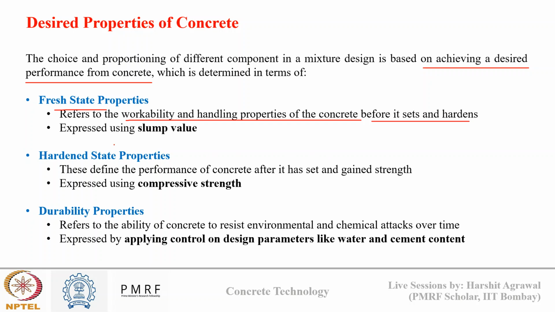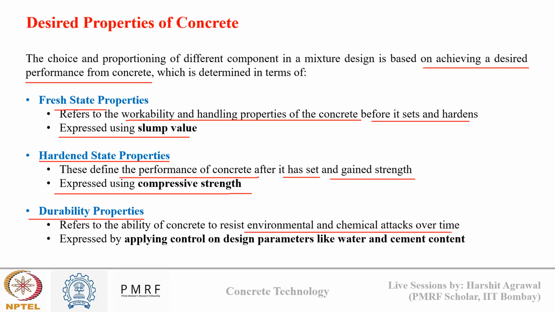this is dependent upon the water to cement ratio, grading of aggregates, and shape of aggregate, and it is expressed in terms of slump value. Then we have hardened state properties, which define the performance of concrete when it is set and has gained strength, and this is expressed using compressive strength. We have durability property, which refers to the ability of concrete to resist environmental and chemical attack over time, and this is expressed by applying control on design parameters like water and cement content. So achieving a desired property of concrete, we can define in different ways, based on our need.